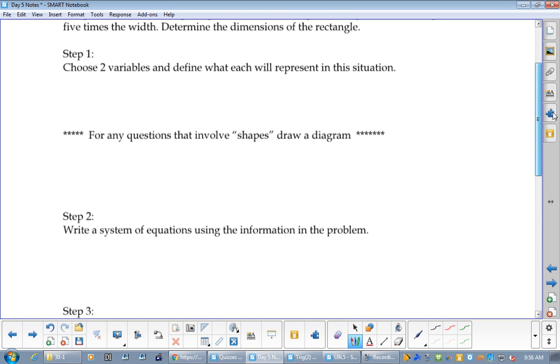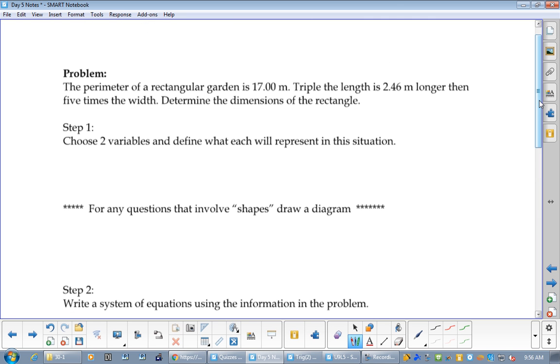Let's just talk about the setup. Okay, this will take 2 minutes. The perimeter of a rectangle is 17 meters. Triple the length is 2.46 meters longer than 5 times the width. Determine the dimensions. Okay, so that wording's weird. I think the first one's not too bad. My variable L is going to equal length, W equals width.